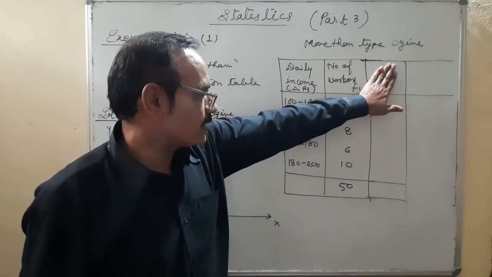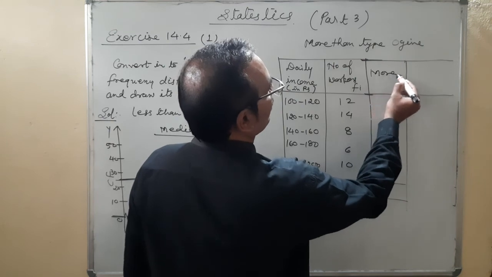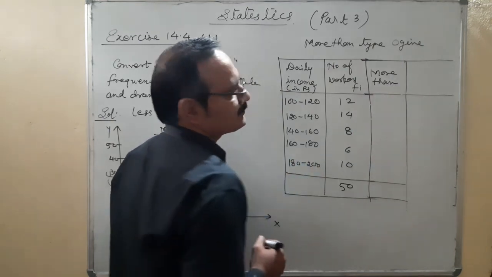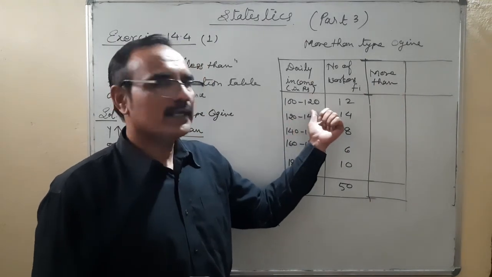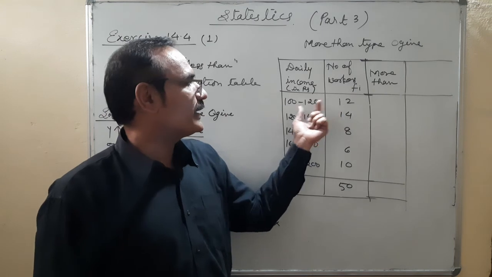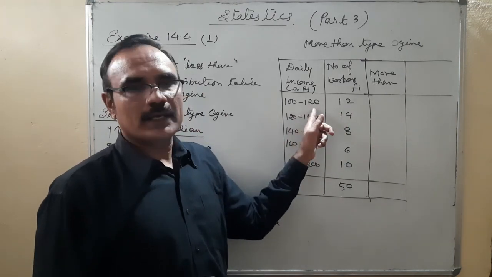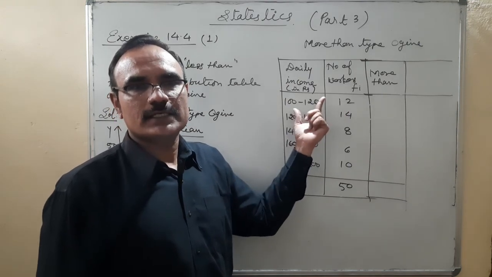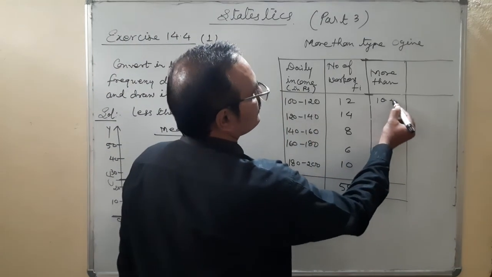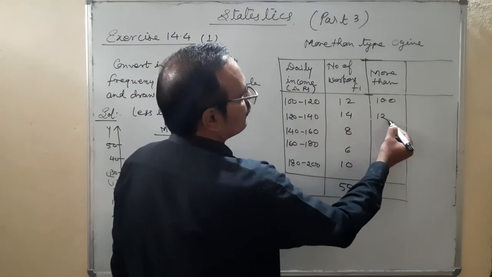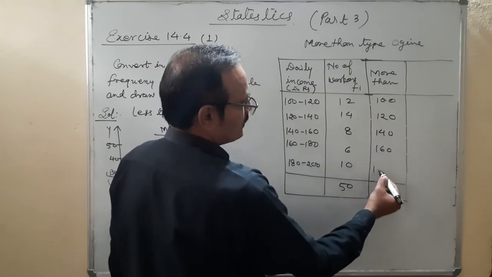If I write here more than, what to write here? Now again you can use your common sense. More than between 100 and 120. Here if I want to write more than, so what should I write here, 100 or 120? Because we don't have any data available more than 120 in this class interval. So more than 100, that is the lower limit. More than 120, 140, 160 and 180.